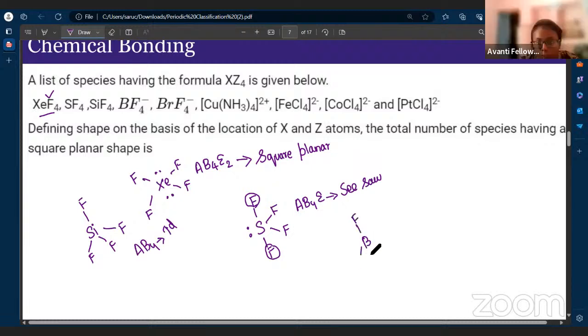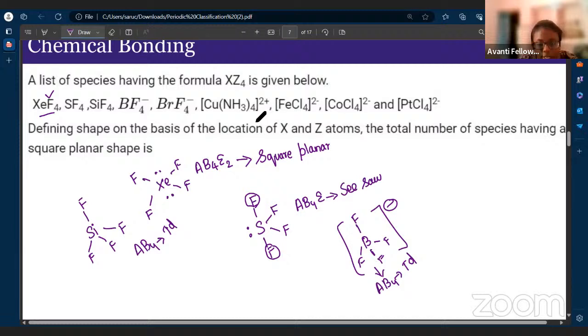Next comes BF4 minus. What is the hybridization over here, or just tell me the geometry. It is also of AB4 type, so it will be having tetrahedral.